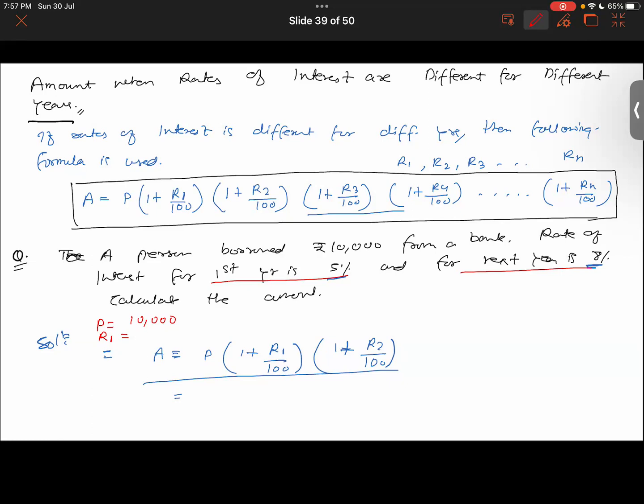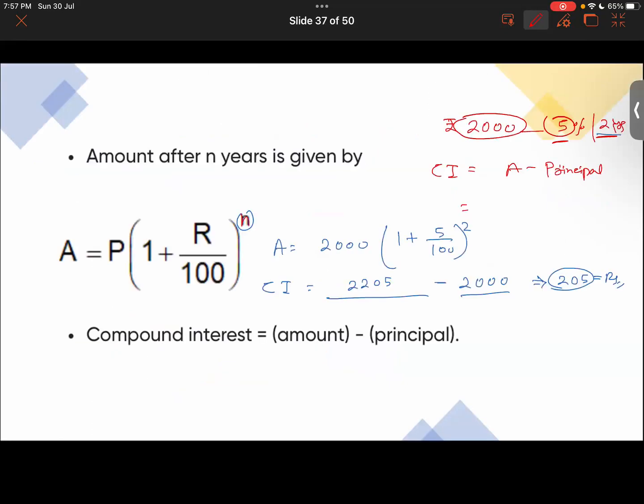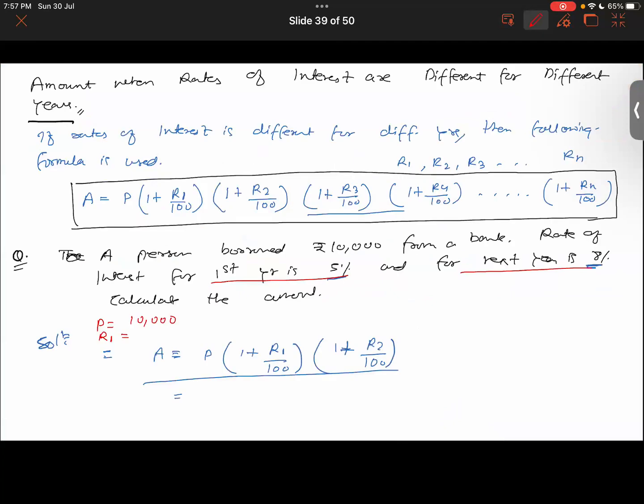Look, earlier we had this formula, no? There we were calculating with the same rate of interest for 2 or 3 or 4 or more years. But here the rate of interest is different for different years, and there's no need to take the time period into consideration here. So it will be 10,000 multiplied by 1 plus 5 upon 100 multiplied by 1 plus 8 upon 100, guys. Whatever answer you get, that will be your amount after 2 years.